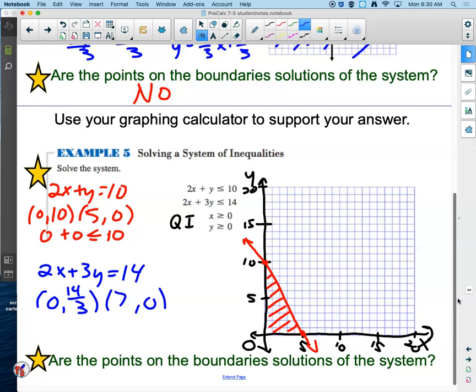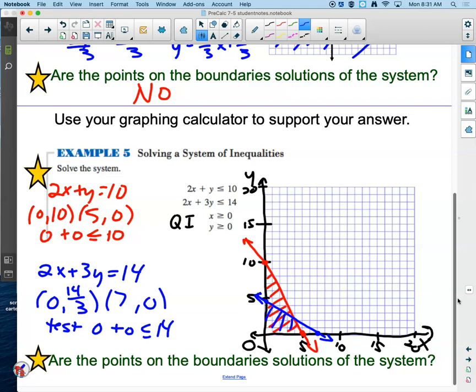And for my blue, I have 0 and 14/3. Well, 3 goes into 14 4 times with a remainder of 2. So 4 2/3. And then 7, 0. And I like that spread. I'm not too concerned about graphing that right. Those 2 points are a little bit away from each other. And you test 0, 0 really quickly again. And 0 plus 0 is less than or equal to 14, so you need to shade towards 0, 0.